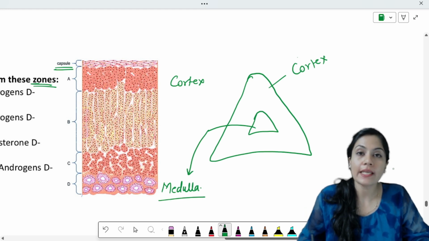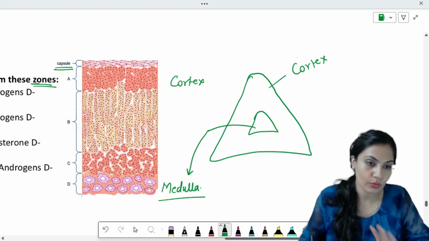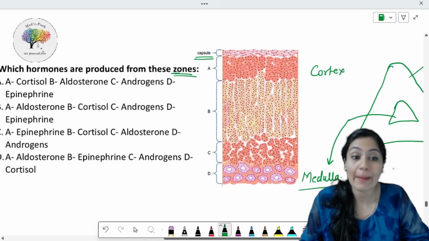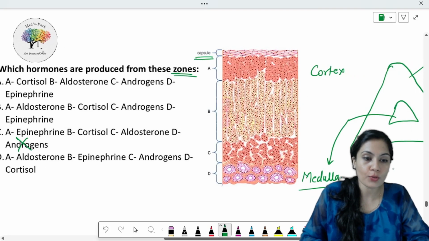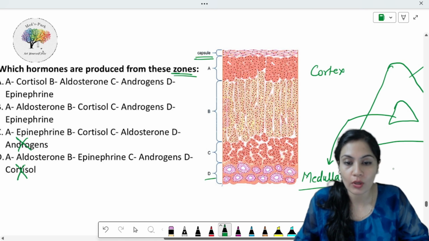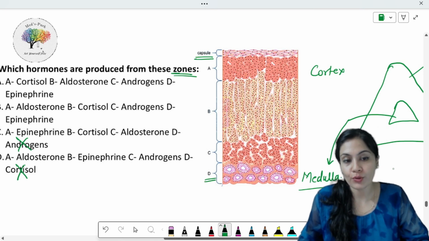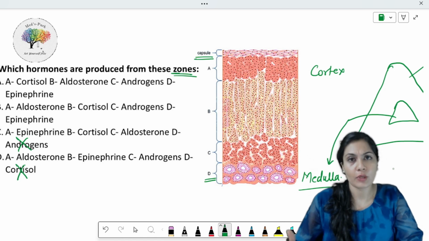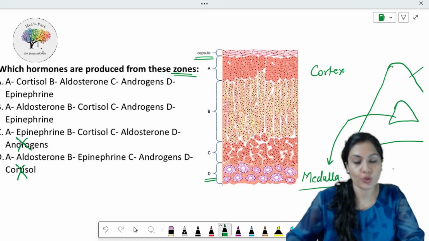Medulla is going to release catecholamines, right? So this is for sure that it is going to release catecholamines such as epinephrine. So two options are already out. D cannot be the androgen or cortisol, so it is going to be epinephrine in our case. It can be norepinephrine also, but that is not in the option.